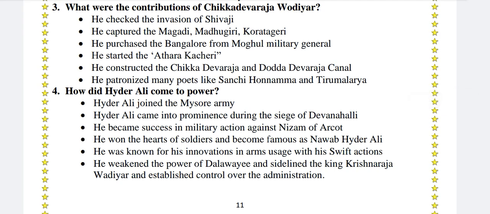What were the contributions of Chikkadevaraja Wadiyar? He checked the invasion of Shivaji. He captured the Magadi, Madhugiri, Koratagiri. He purchased the Bangalore from Mughal military general.